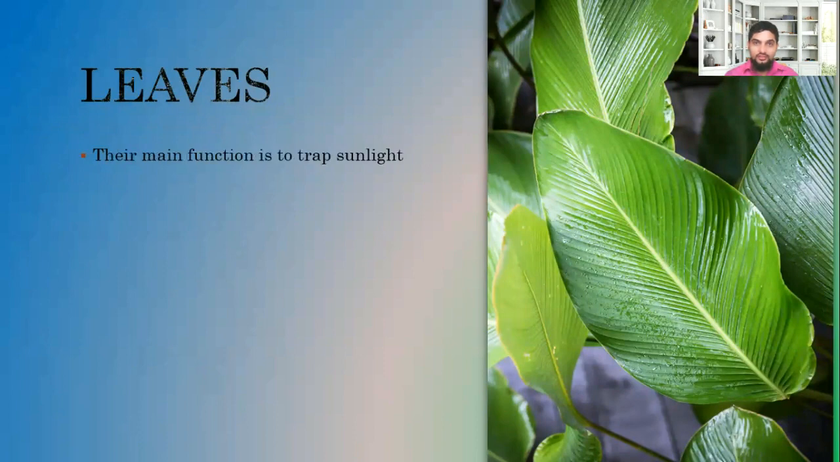The main function of leaves, as you should be aware of, is to trap sunlight. Leaves may be modified, meaning that the shape might be different than what a typical leaf would look like, and they may be modified to store food. An example of a leaf that stores food would be onion.